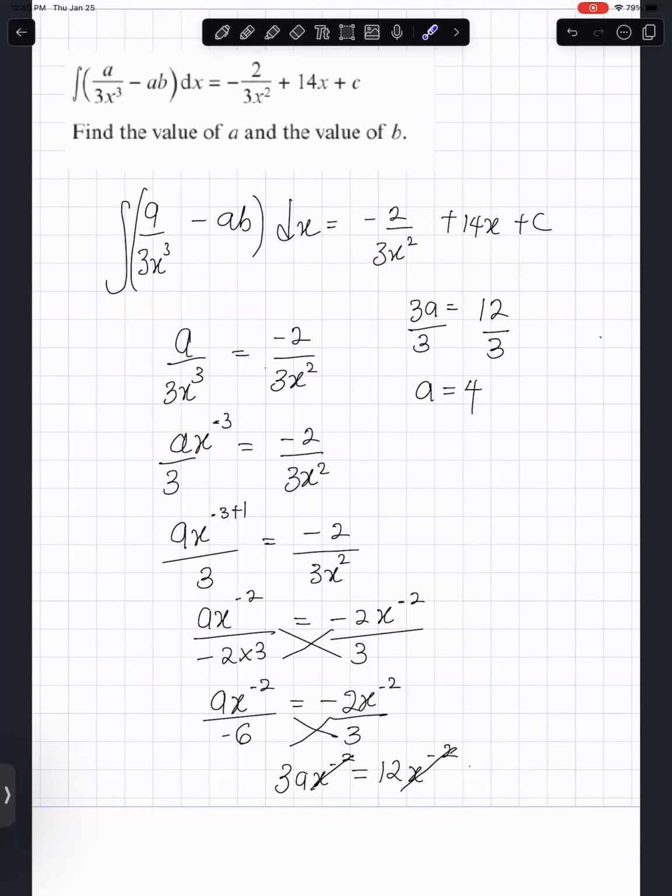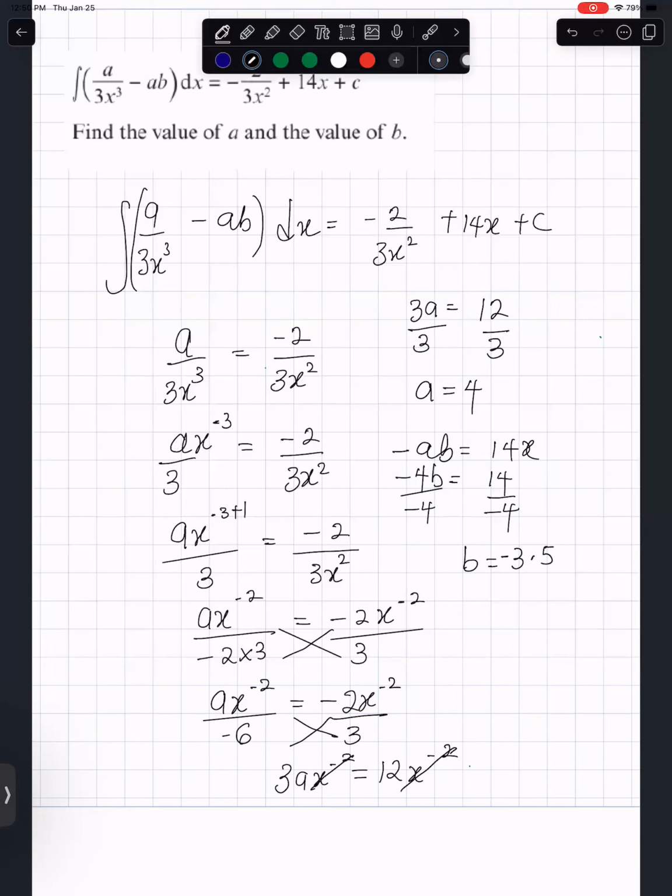Then next we are looking for minus ab, which is 14x. So I'll just write minus ab equals 14x. I already have my a, which is 4, so we have minus 4b equals 14. So remove the x, which we don't need. I'll divide both sides by minus 4. So 14 divided by minus 4 will give us minus 3.5. So we found the values for a and b.